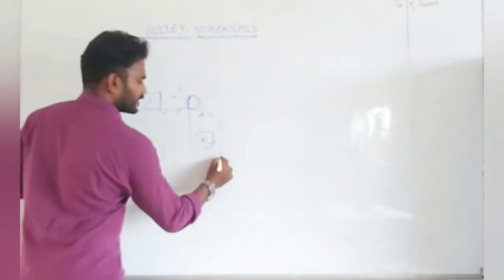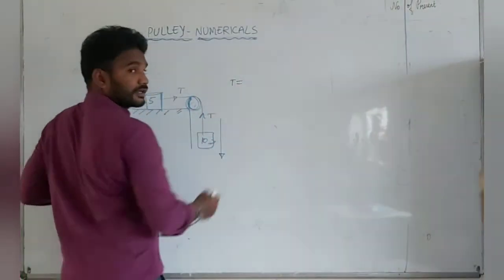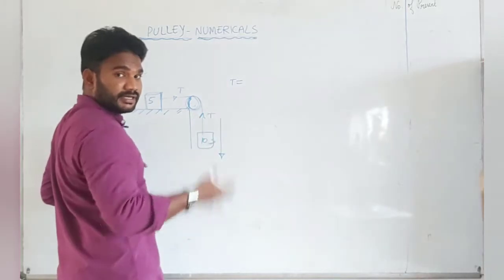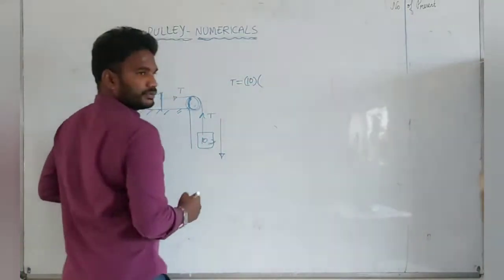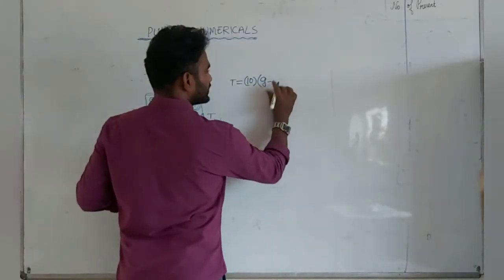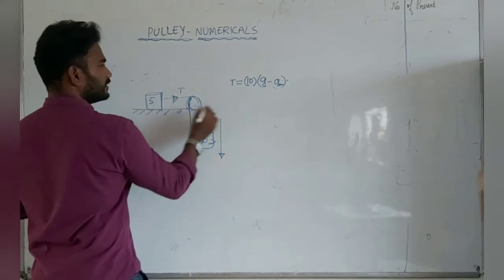Okay, fine. So let me go for this first question. This block, definitely it will come down. Yes or no, guys? It will come down. May I know what is the formula for coming down? Coming down, g plus a or g minus a? Definitely it is g minus a. So 10 kg into g minus a, that is a formula. We don't know the a value, it is a variable. Now what is here? Tension T.